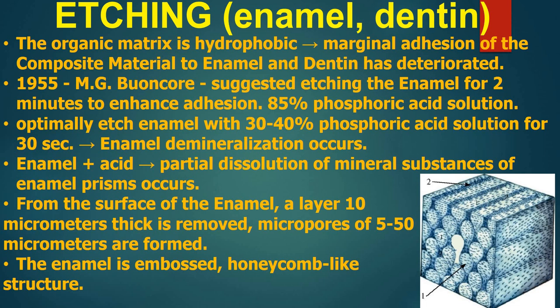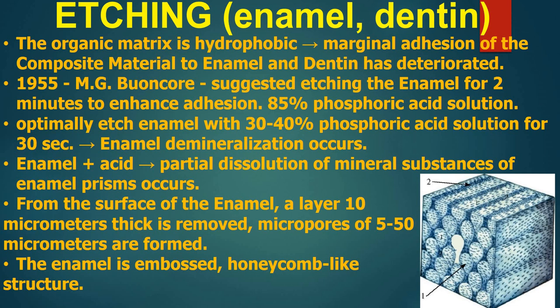For 85% phosphoric acid solution. Optimally, etch enamel with a 30 or 40% phosphoric acid solution for 13 seconds.